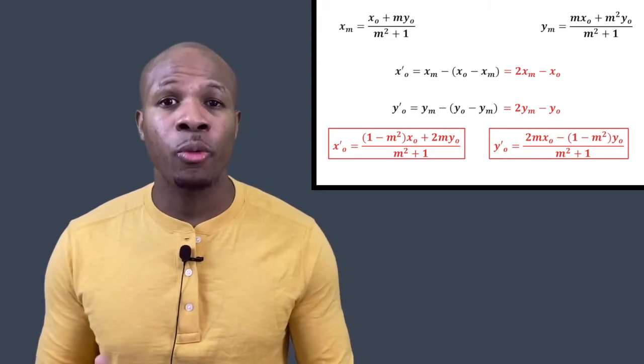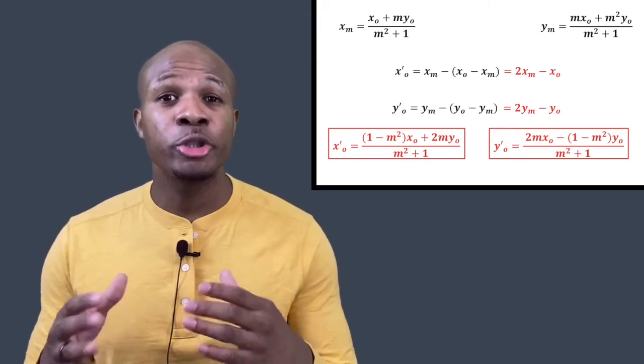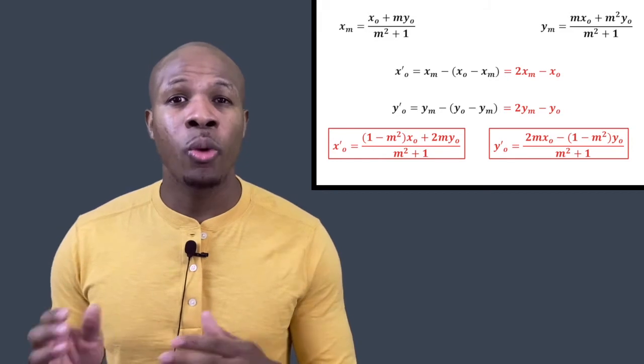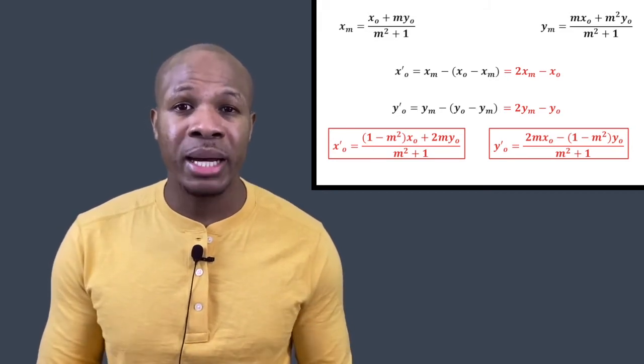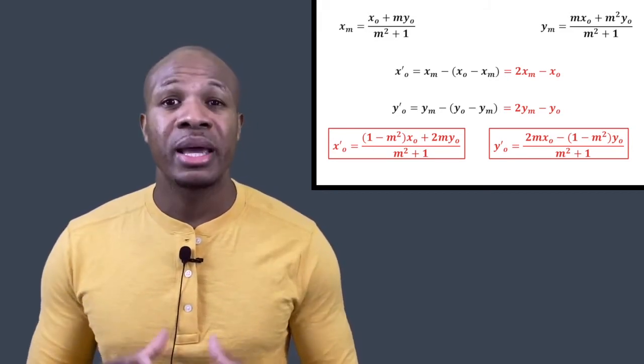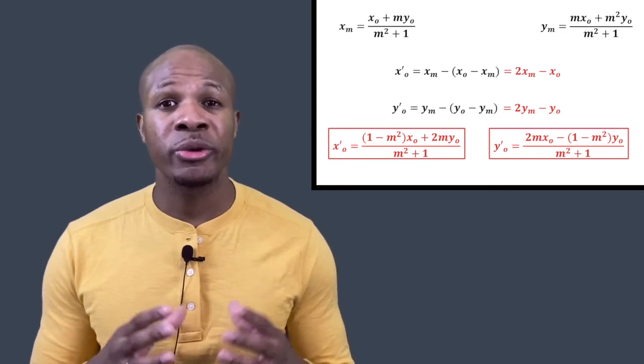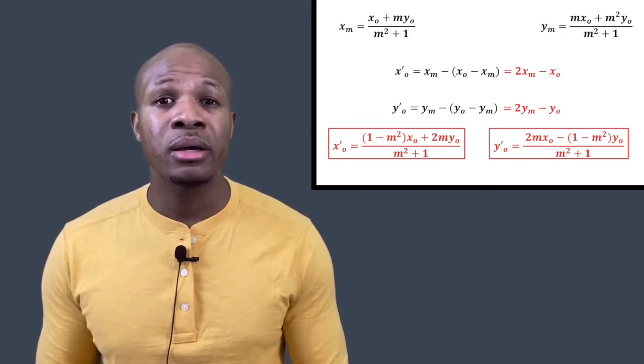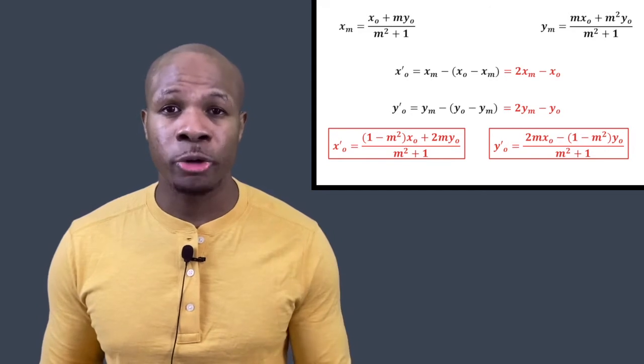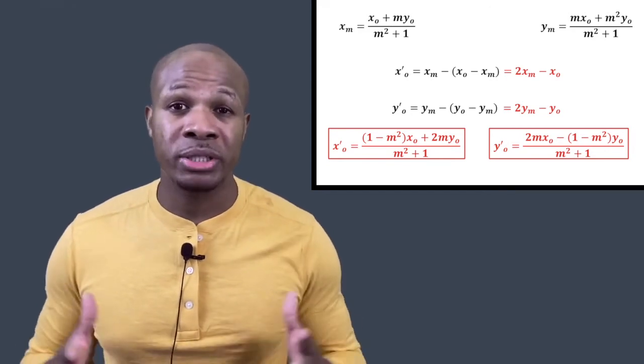And for y prime naught, we get y prime naught is equal to 2m x naught minus (1 minus m squared) times y naught, divided by m squared plus 1. And these are our two equations that tell us how to reflect a point across a line of slope m that passes through the origin. So now that we have these two equations, we're ready to answer a question.